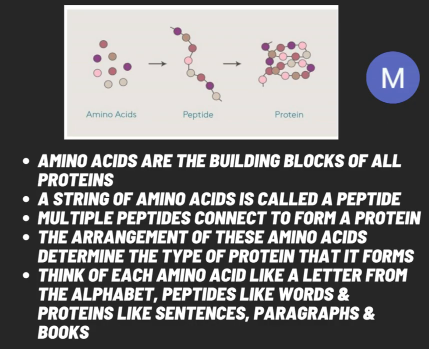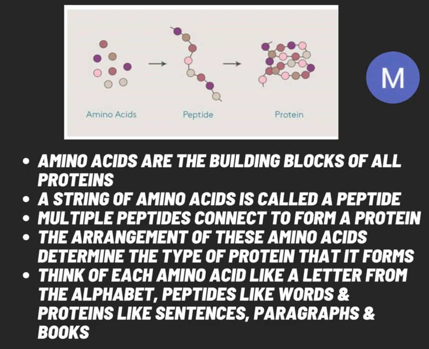One way to conceptualize this is to think of each amino acid like a letter from the alphabet. A single letter by itself is like an amino acid. You put a couple letters together and you can form a peptide, which would be represented by a word. Multiple peptides together then start to form sentences, paragraphs, or books. And that's like our proteins, these complex structures of which the basic building block is an amino acid.